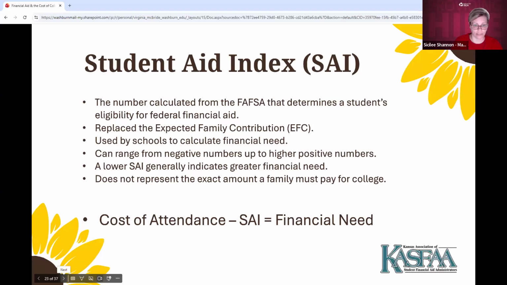It can range from a negative number up to a higher positive number. The lower the SAI, generally one can expect a greater financial need. The SAI does not represent the exact amount a family must pay for college. So when it comes to factoring, it is the cost of attendance minus a student's SAI, and that will show what their financial need is for school purposes.